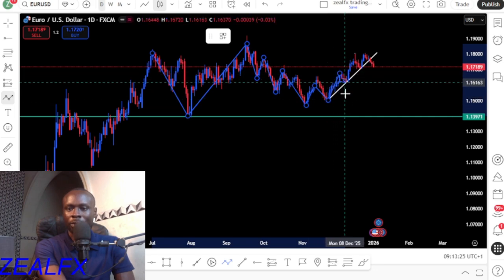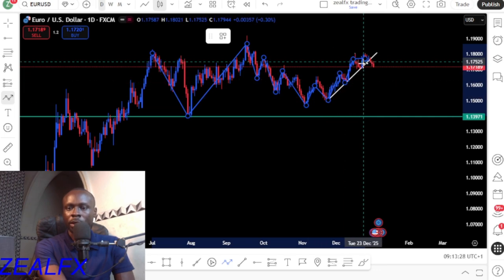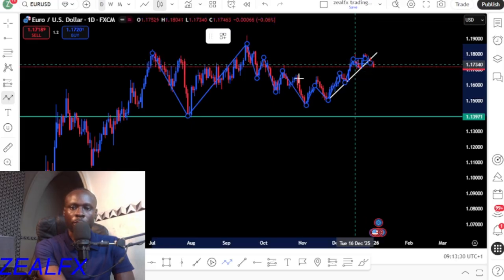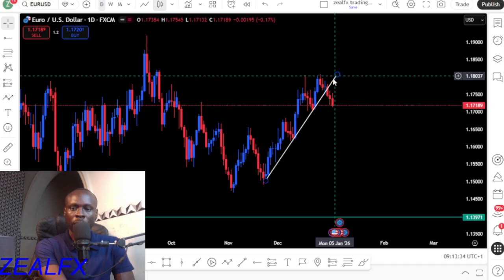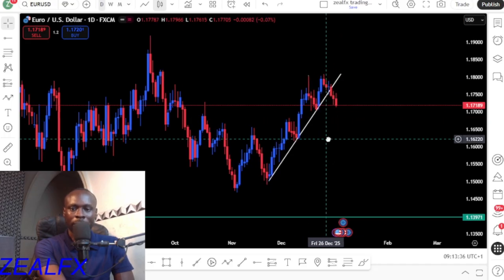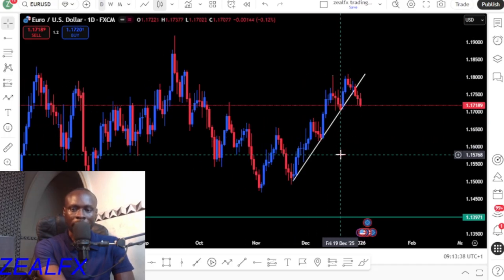Price has been on this inner structure movement. So EURUSD has been on a range for a long period of time now, so we don't have a clear direction yet on the EURUSD. So let's talk about the current market condition with the inner structure.